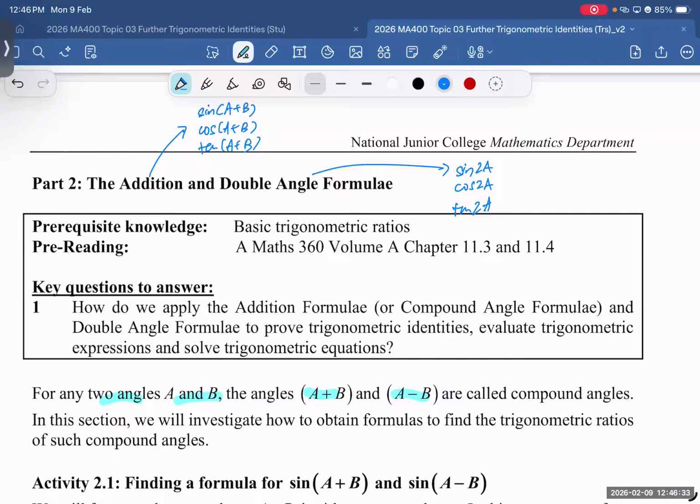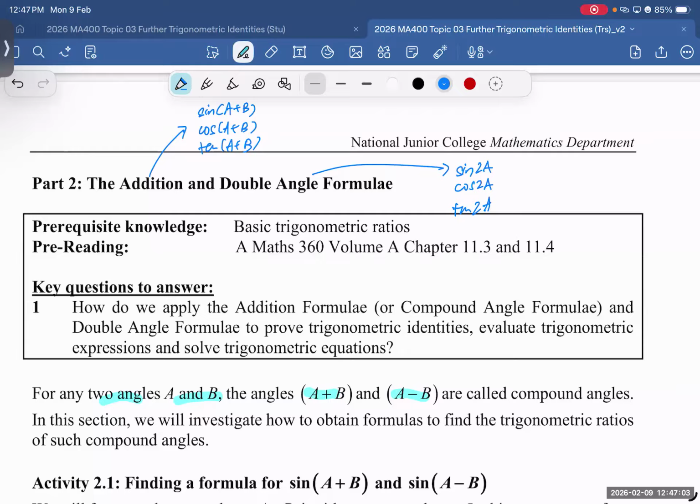So sine 2A is 2 sine A cos A. Cos 2A is 2 cos square A minus 1, or 1 minus 2 sine square A. Okay, these are the formulas that you will use.